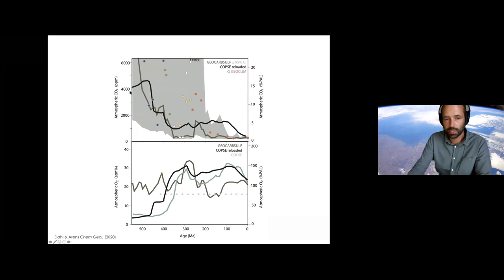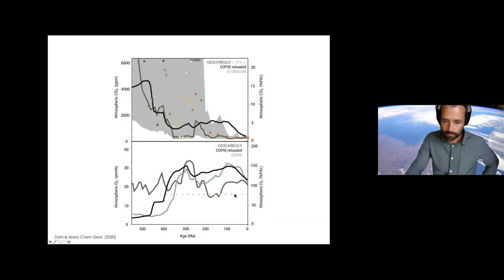If we look at the atmospheric oxygen and CO2 curves, in terms of constraints, almost anything is possible in terms of the CO2 concentration in the atmosphere. If we go back in the Paleozoic, it was probably higher than today, but it may not have been very much higher than modern day levels. Or it could have been tens or 100 times higher than today.